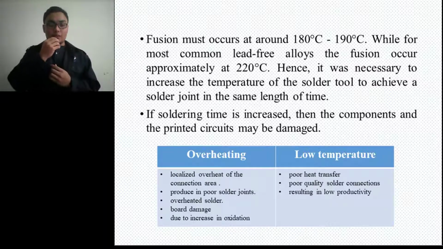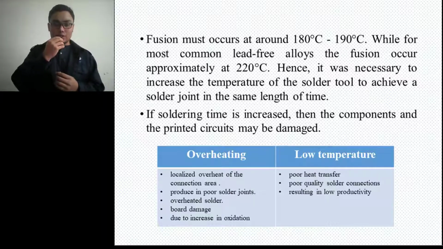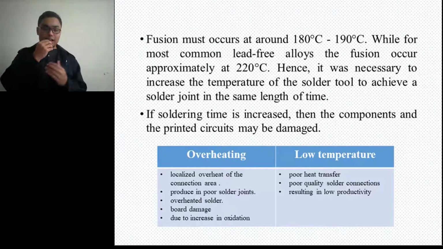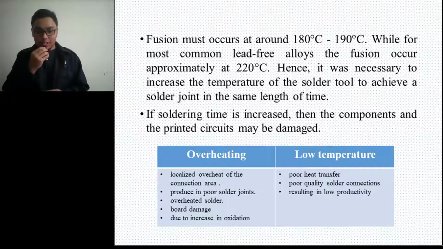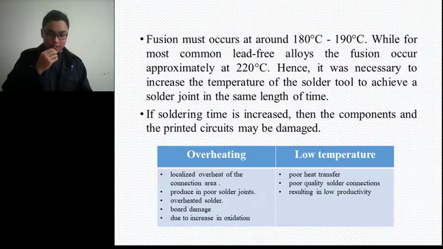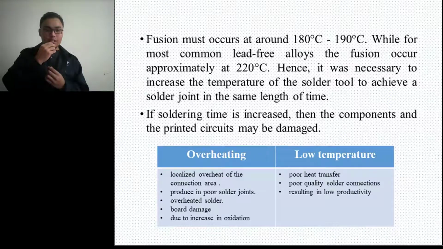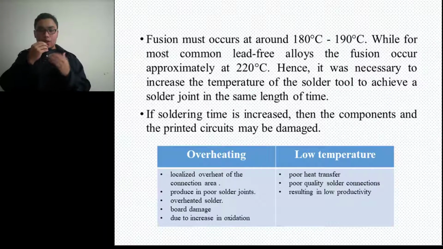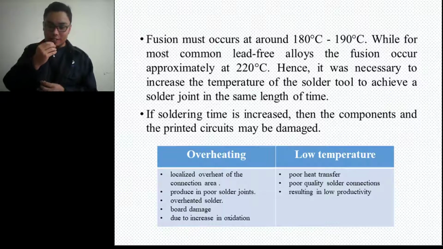So this is the effect of overheating and lower temperature. Overheating will cause localized overheating of the connection area and then produce a poor solder joint, overheated solder, board damage, and an increase in oxidation. While lower temperature will cause poor heat transfer, poor quality solder connections, and result in low productivity.